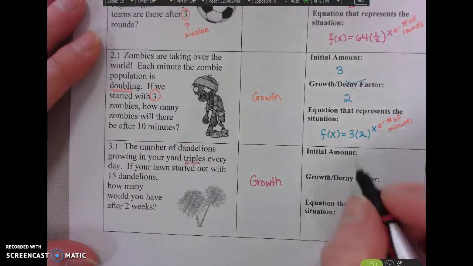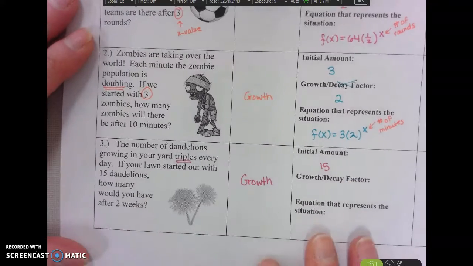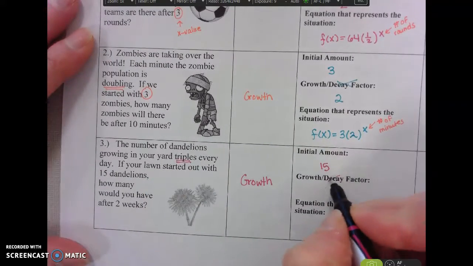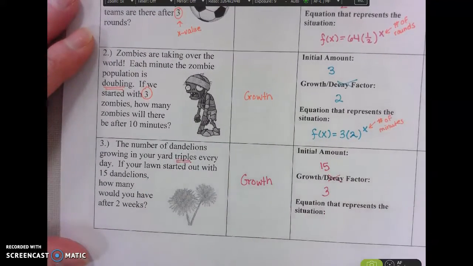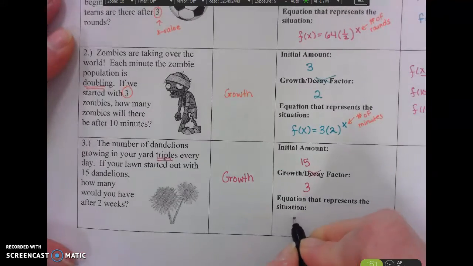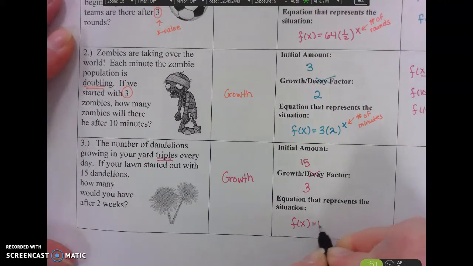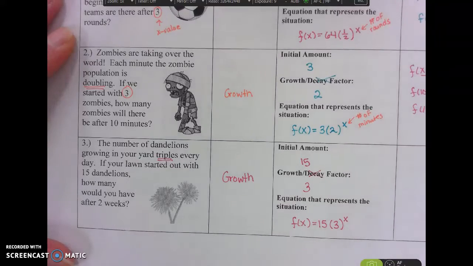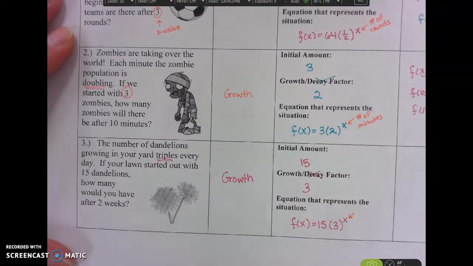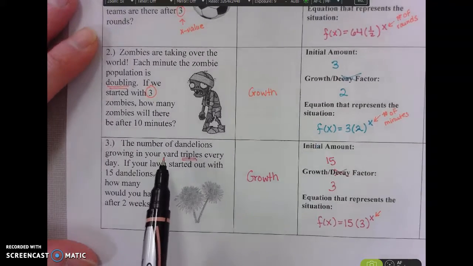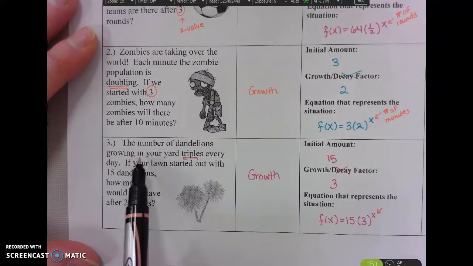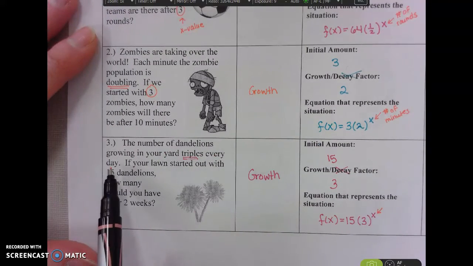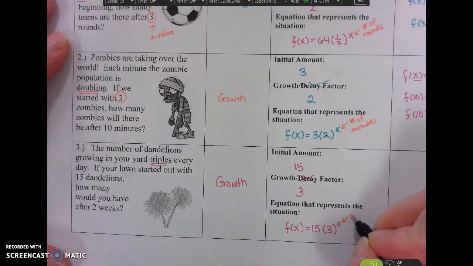Initially, I started out with 15 dandelions. Since I'm growing, my growth factor is 3. So my equation will be f of x equals 15 times 3 to the x. Now, this goes back to why it is important to identify what x is representing. Go back to my question. The number of dandelions growing in your yard triples every day. This represents the number of days.